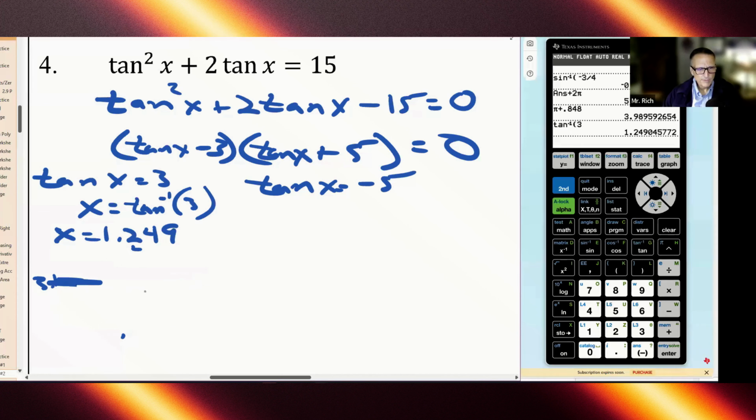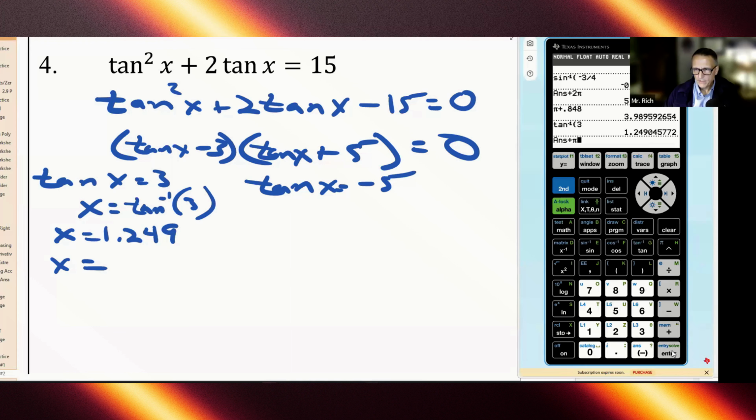Now, there is going to be another angle. Tangent is a little bit easier to find these angles, because I can tell you this, that when you're looking for the other angle that has the same tangent equal to 3, it's going to be 180 degrees or pi radians away from that one. So you're either going to be adding or subtracting pi to get to that value. Here, since I'm in the first quadrant, I would be adding pi to that. So I can just take my calculator and add pi to this answer, and it's going to give me another solution, 4.391.